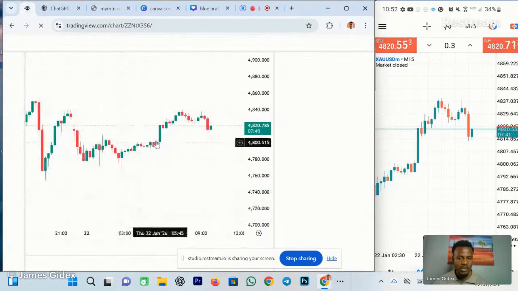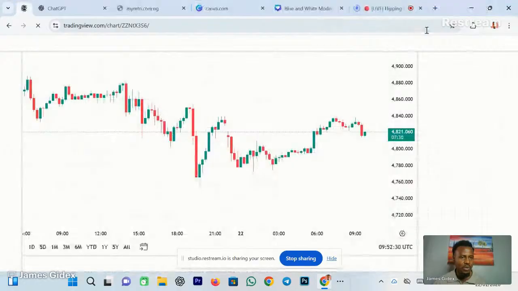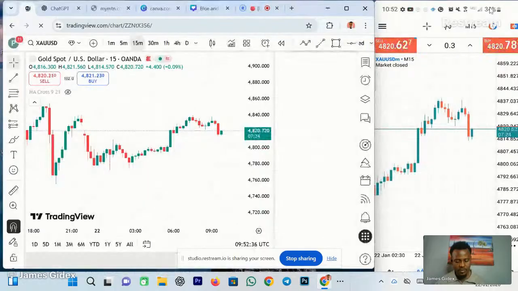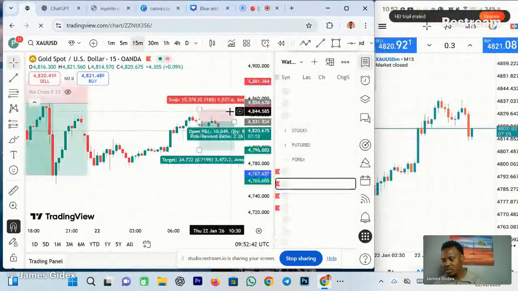Basically, before we jump into any trade for today, we need to analyze the chart and know where the market is going, to be sure of what we're doing before we jump into any trade, right, guys? The network is not bad or slow or whatsoever.